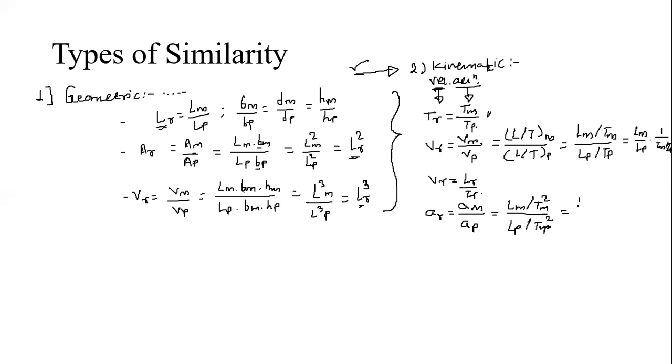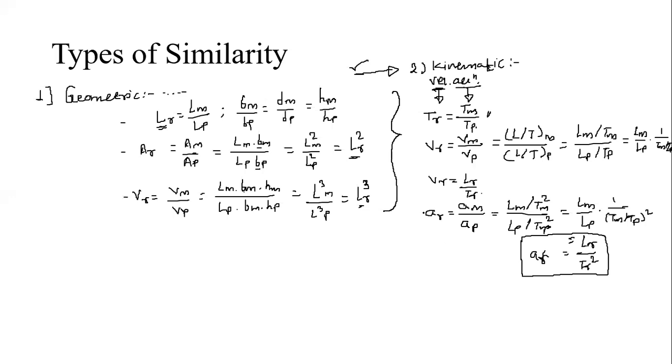Simplifying the same, that is LM by LP into 1 upon TM by TP, whole square. I'm taking square as common. So that is equal to LM by LP, which is the length scale ratio, upon TM by TP, which is nothing but the time scale ratio. So the acceleration scale ratio is equal to the length scale ratio upon the square of the time scale ratio. This is about the acceleration scale ratio.